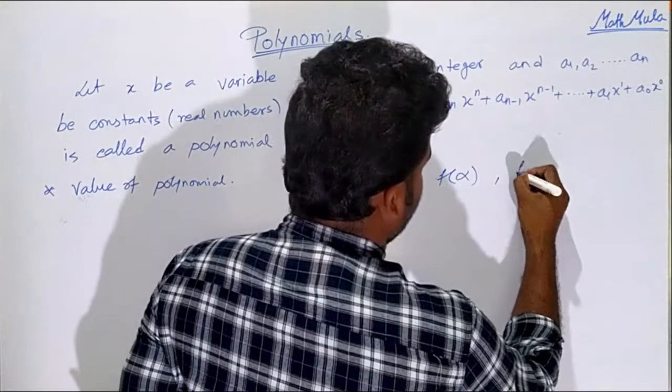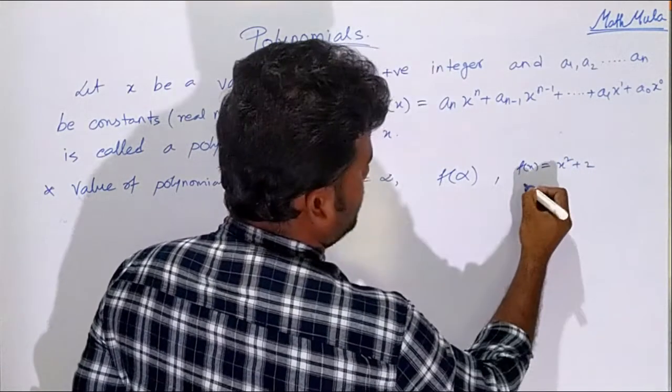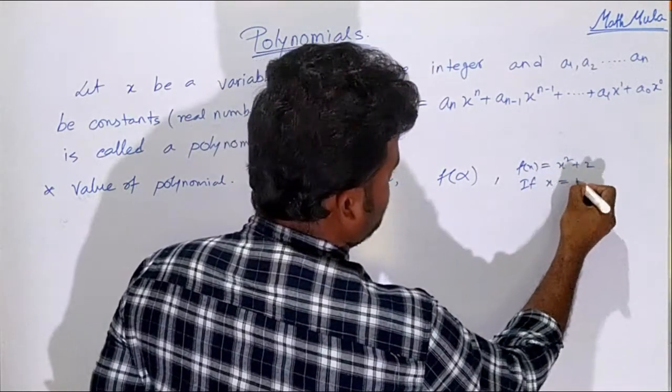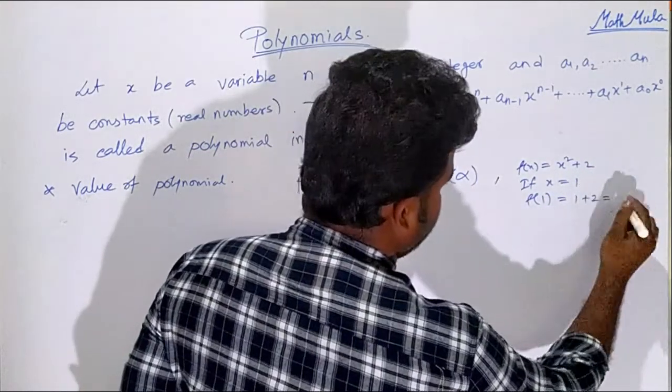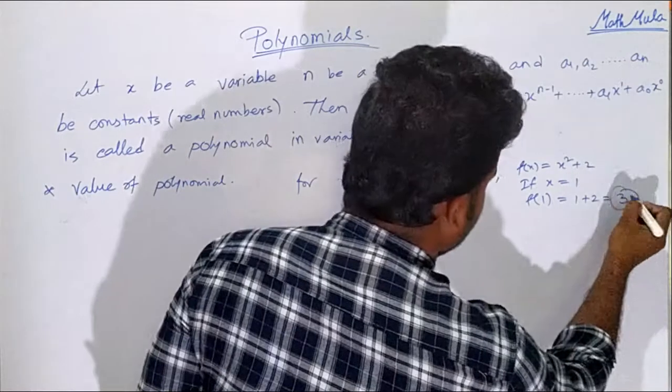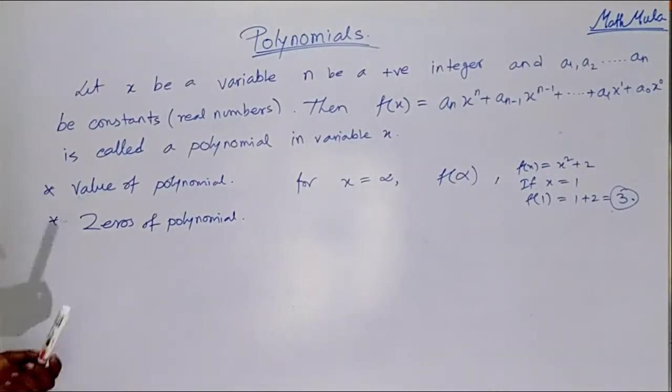For example, f of x is equal to x square plus 2, and if x equals 1, then f of 1 is equal to 1 square plus 2, that is 3. Now 3 is the value of this polynomial. Okay. Now the zeros of a polynomial.